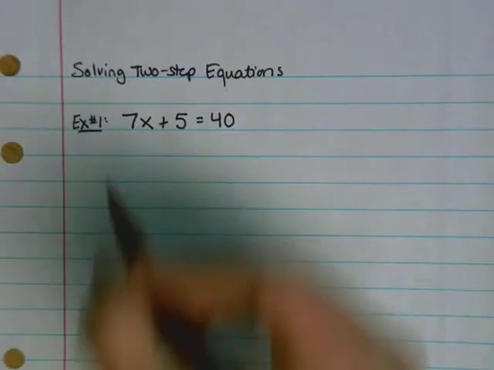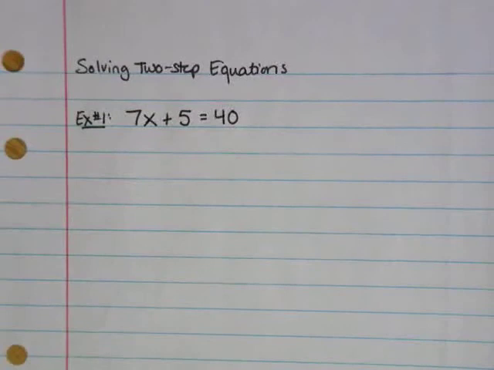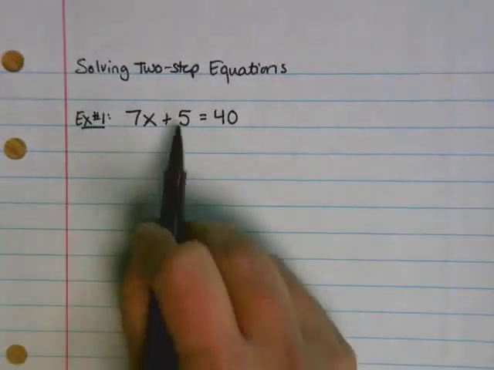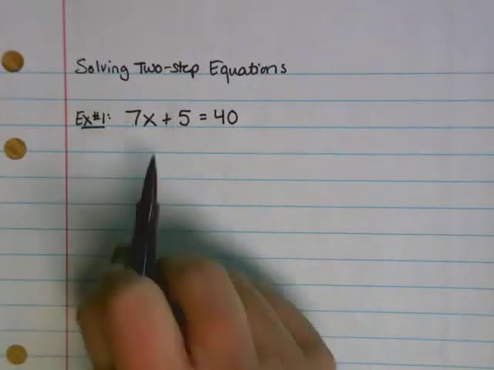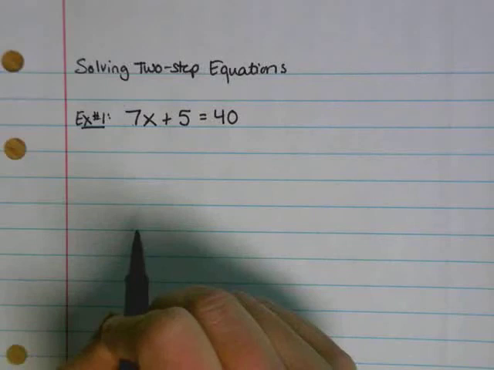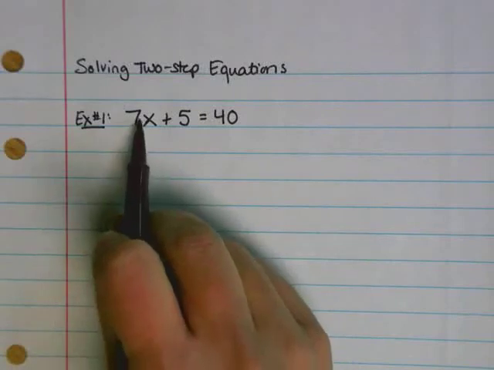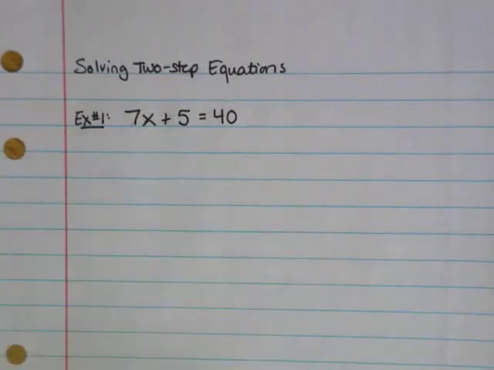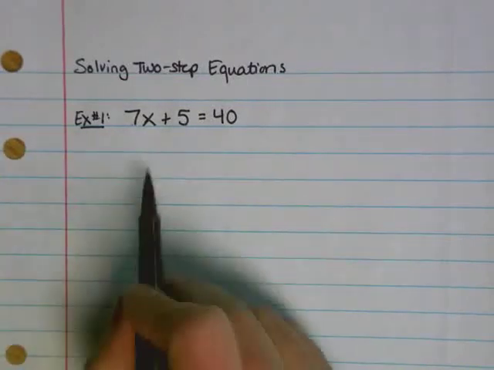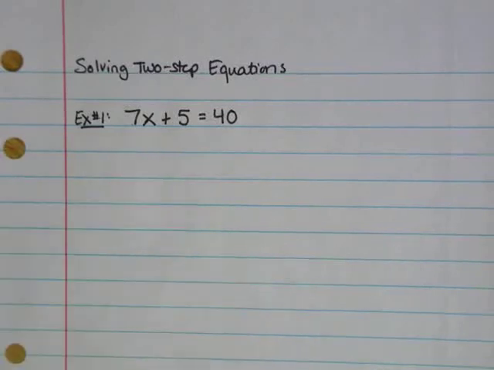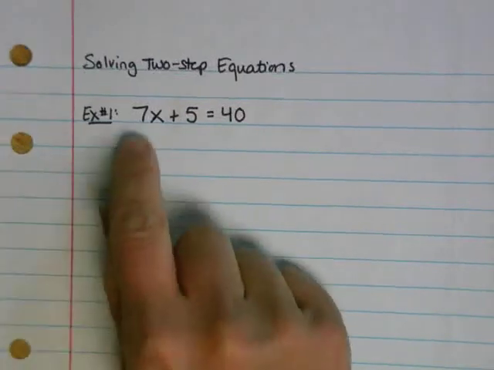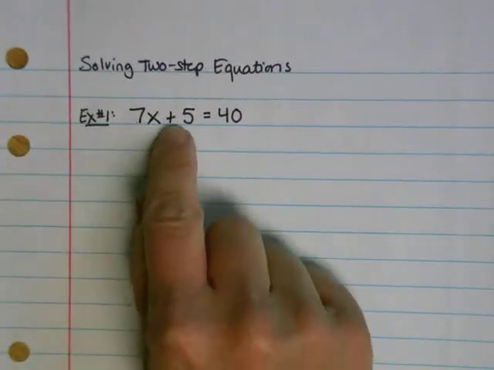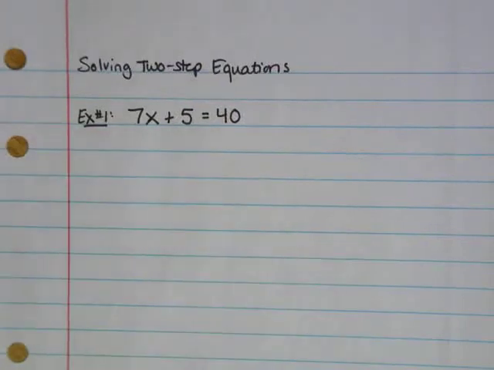Now in this equation, we're still trying to solve for x, to get the x by itself, but we've got two things that we need to get rid of to have that x by itself. Both the 7 times and the plus 5 need to go in order for us to get all the way down to just x equals something. So we need to get rid of 7 times, and we need to get rid of the plus 5. The question is, which one do we need to get rid of first?